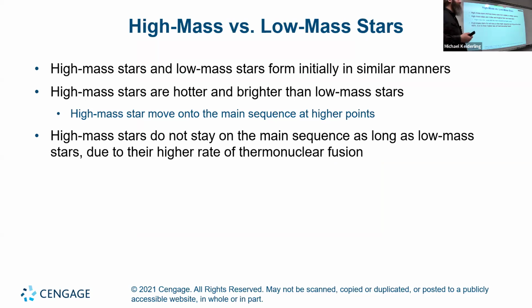So let's talk about the differences between high mass and low mass stars. High mass stars and low mass stars initially form in very similar manners. High mass stars are hotter and brighter than low mass stars. They move on to the main sequence at higher points. They don't live as long. They don't stay in the main sequence as long as low mass stars due to their higher rate of thermonuclear fusion. They burn through their fuel a lot faster.